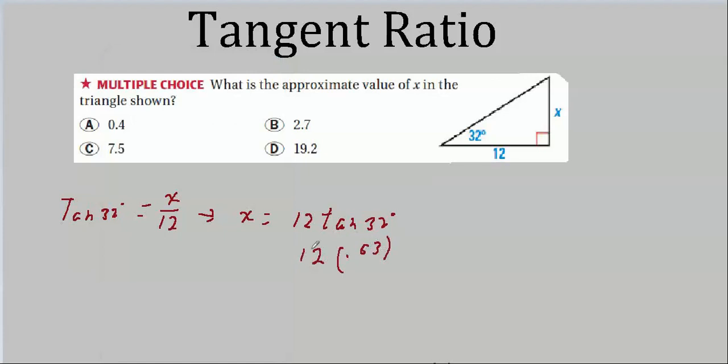Times 12. It looks like about 7.2 or something like that. Try the calculator again. And when I do this, I get 7.56.